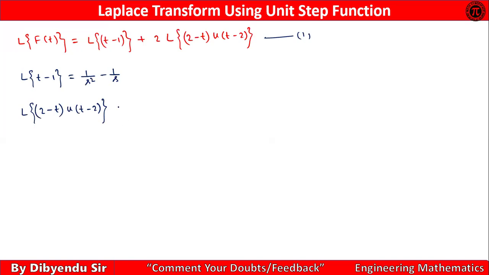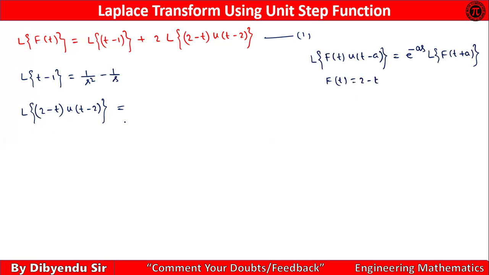So you know the formula: Laplace of f of t u(t minus a) is equal to e to the power minus as Laplace of f of t plus a. Yes or no? This is the formula. Now if you compare these two results, f of t equals 2 minus t. Yes, f of t equals 2 minus t.